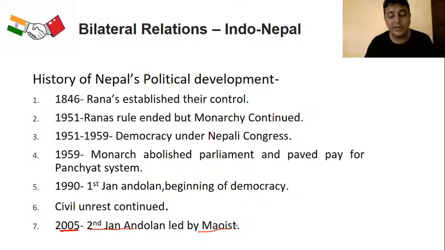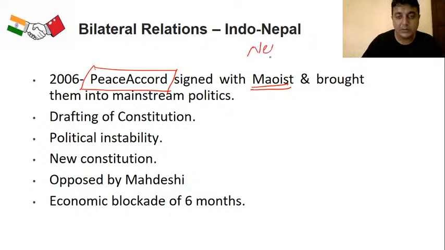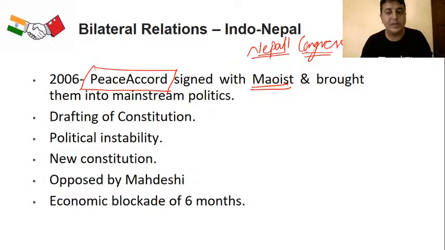The result of the second Jan Andolan was that in 2006 a peace accord was signed between the Maoists and the Nepali Congress. As the Nepali Congress was the ruling political party at that time, they formed the government, and this peace accord, between the Nepali Congress and the Maoists, brought the Maoists into mainstream politics.